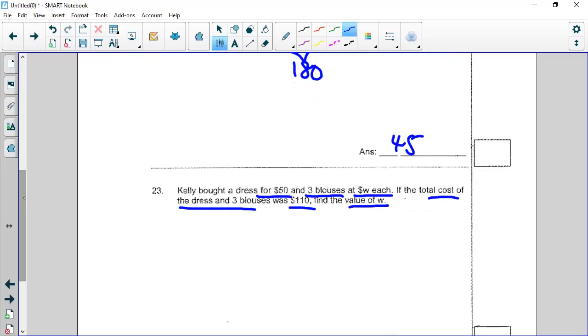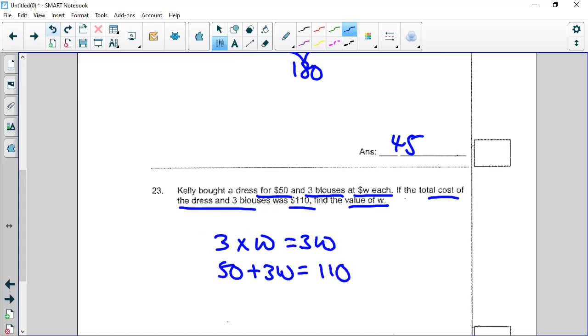So you find how much is 3 blouses. 1 blouse is W dollars. So 3 times W, that will be 3W dollars. So what is the total money that she spent? She bought a dress for $50 and 3 blouses, which is 3W. So she spent $50 and 3W. And by the way, Ms. Long didn't put the dollar sign because it's very troublesome, so leave out the units. In your final answer, then you put the units. Understand? So she spent $50 and 3W dollars, which is also equal to $110.